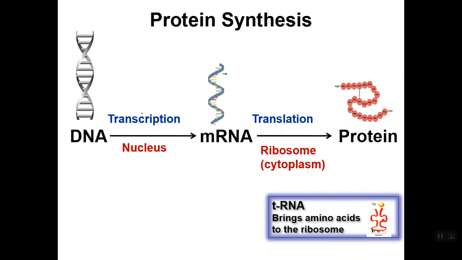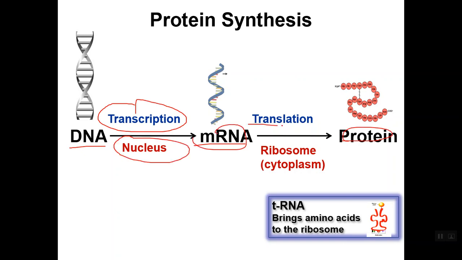And here's a final overview. DNA to mRNA is transcription, and it happens in the nucleus. Messenger RNA to protein is called translation, and it happens at the ribosome out in the cytoplasm.